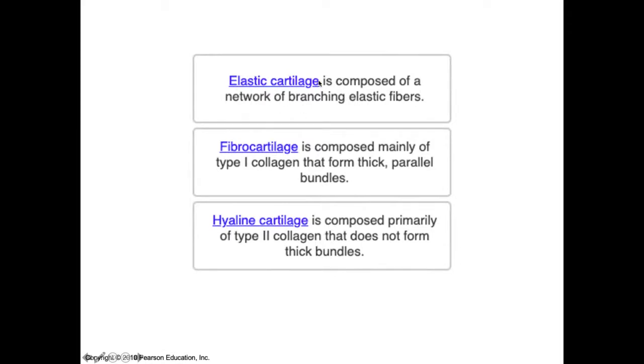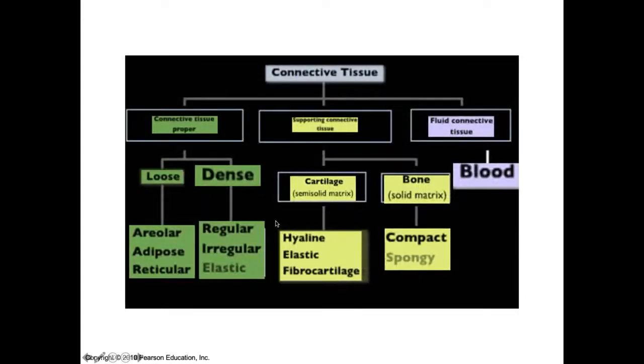So we did this one already, right? Elastic cartilage is branching elastic fibers. Fibrocartilage is type 1 collagen fiber, and type 2 collagen fiber is hyaline cartilage. And then to review the different types of connective tissue was connective tissue proper. That's loose and dense. Loose was areolar, adipose, and reticular. Under dense was regular and irregular and elastic. Under supporting tissue, we have cartilage and bone.